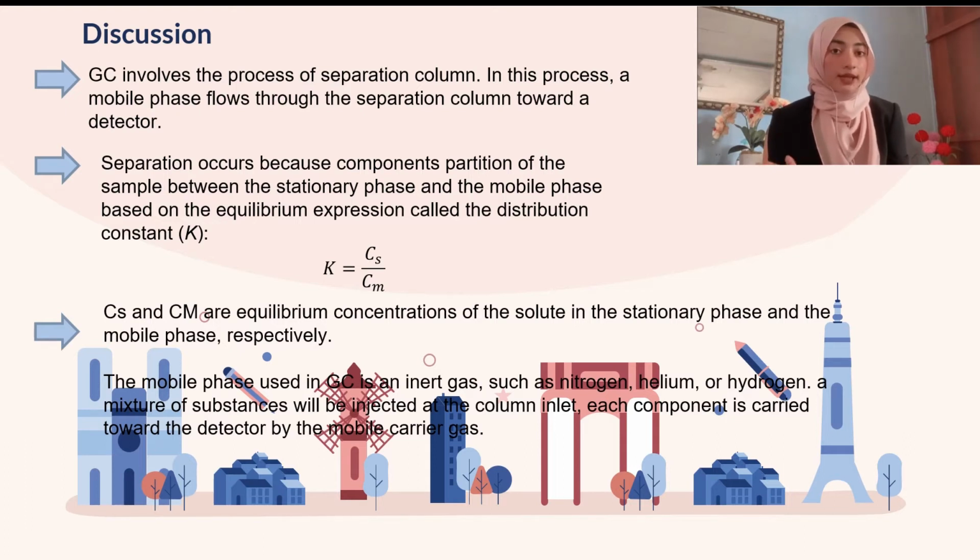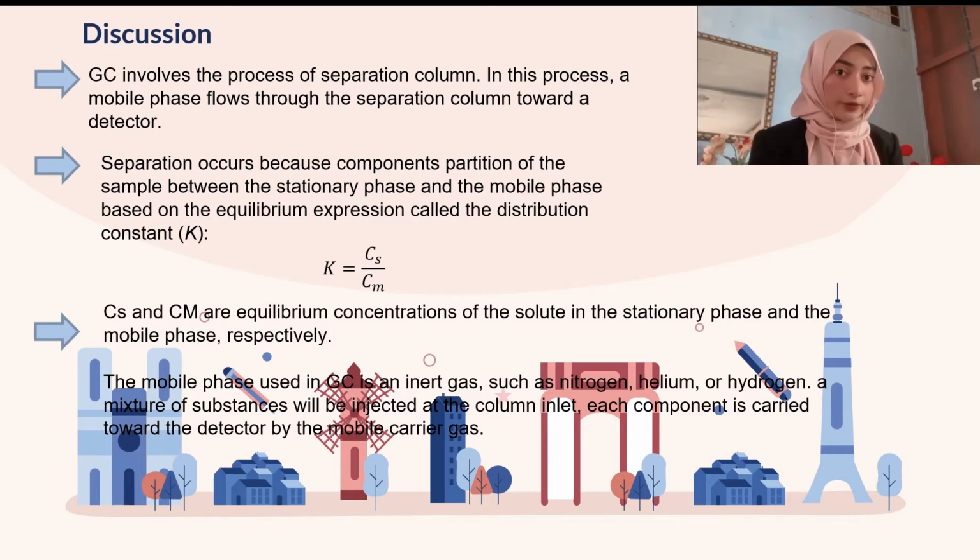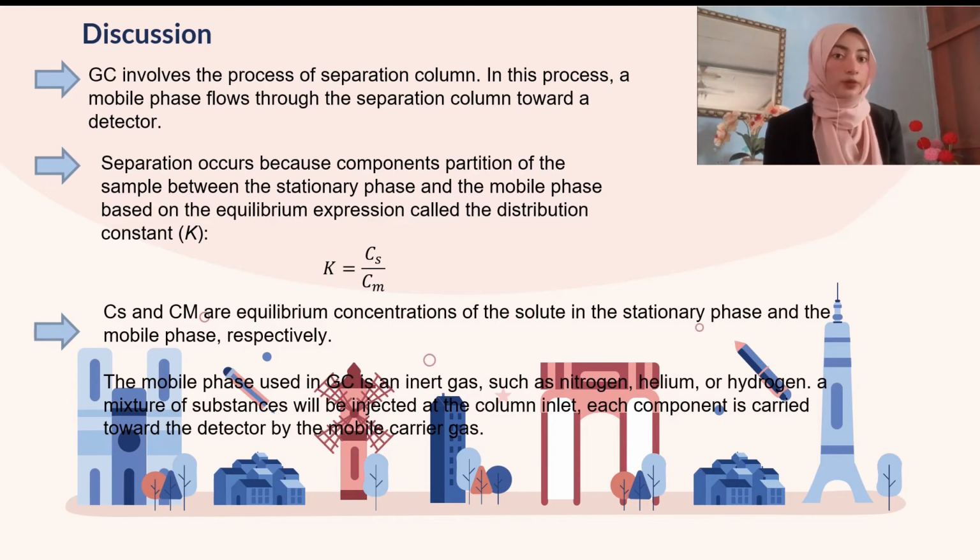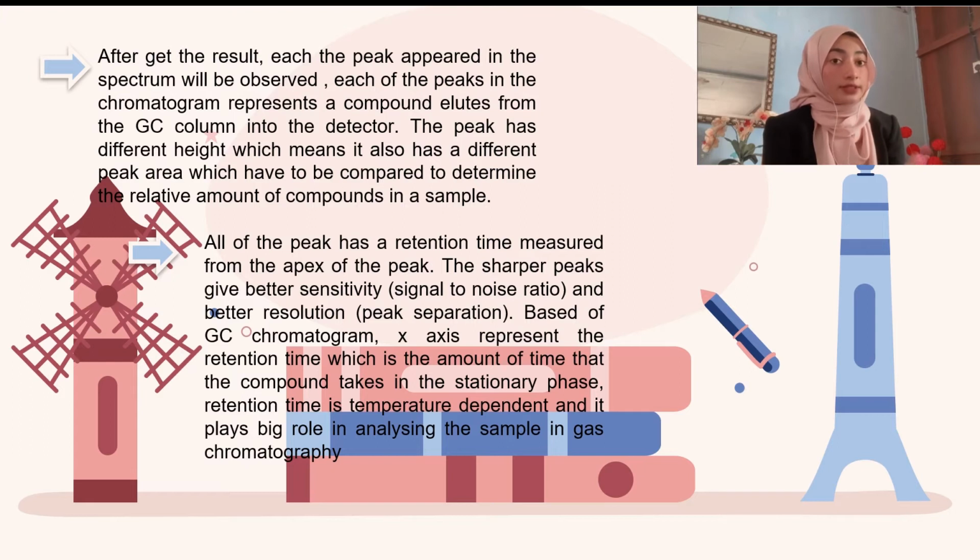The expression is K equals CS over CM. CS indicates the concentration of the stationary phase and CM indicates the concentration of the mobile phase. The mobile phase used in the gas chromatography experiment is an inert gas such as nitrogen, hydrogen, or helium. Each component that will be examined in this experiment will be carried toward the detector by the mobile carrier gas. After the results are obtained, each peak that appears in the spectrum will be observed.